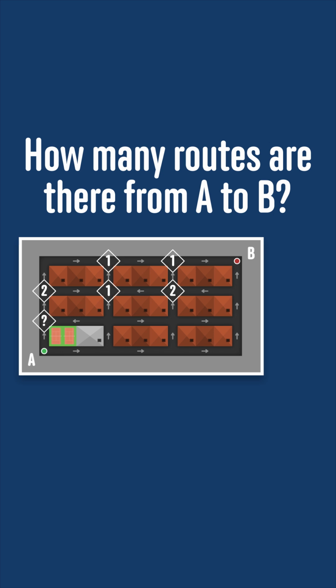From this junction, we can only go up, leading to a junction with two routes, so there are two routes from here too. From this junction, we can either go up to our house or go left to a junction with two routes, so we add these to find there are three routes from here.